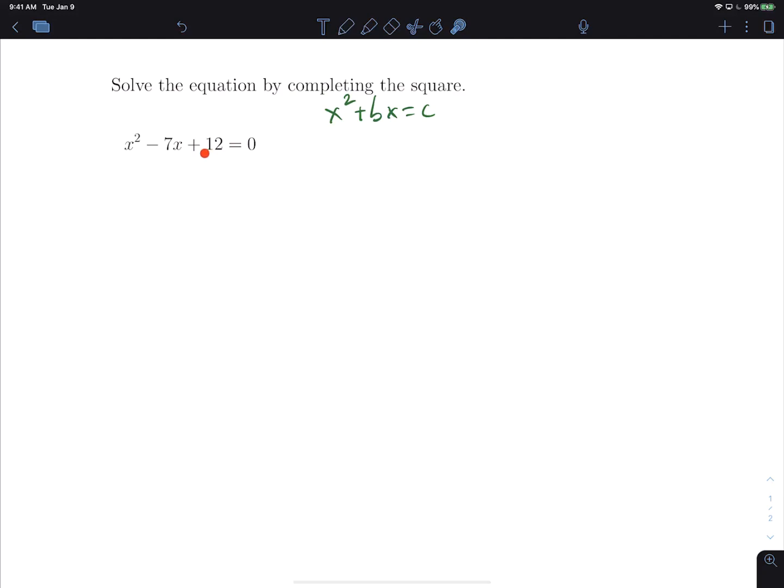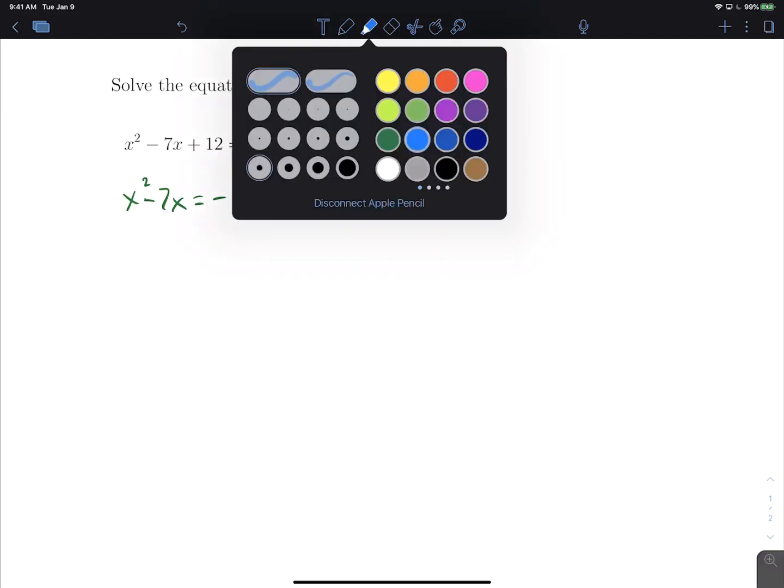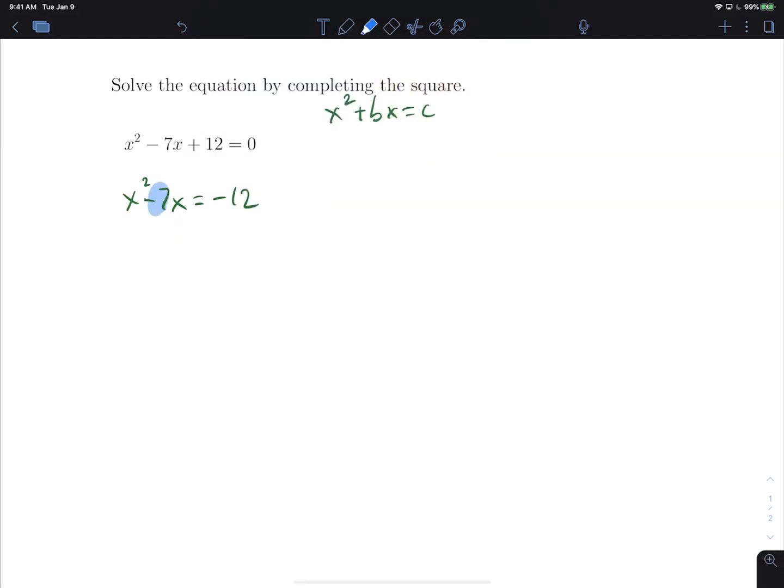That means we need to go ahead and get the 12 to the right-hand side, which means x squared minus 7x equals negative 12. The b in this situation is the number in front of x, which is negative 7. So we're going to take that negative 7 and divide by 2. Notice, though, that negative 7 over 2 is just negative 7 halves. That is actually what we want to use here. So this is our happy face, if you will.